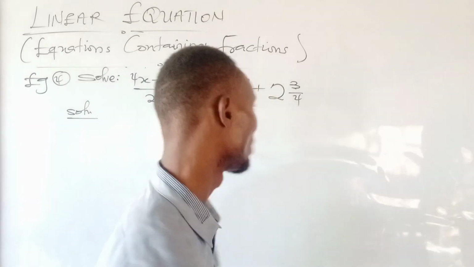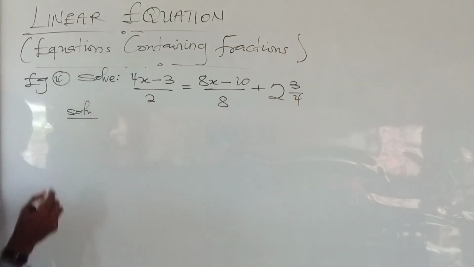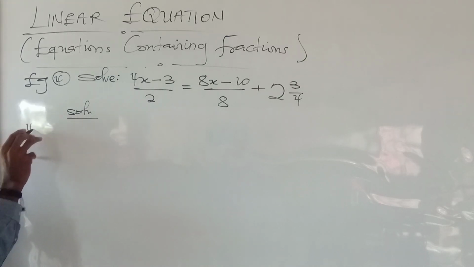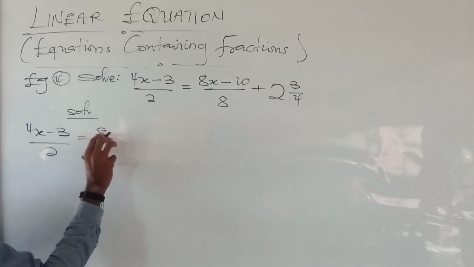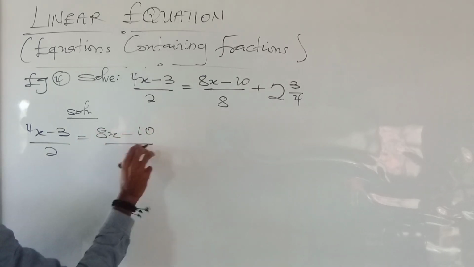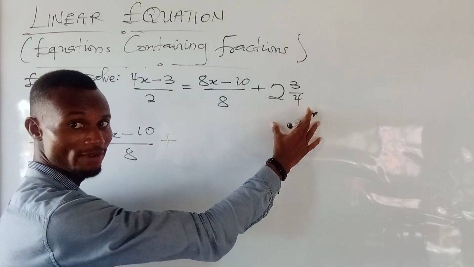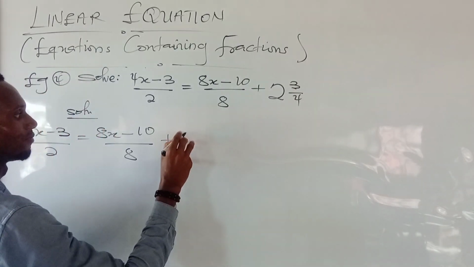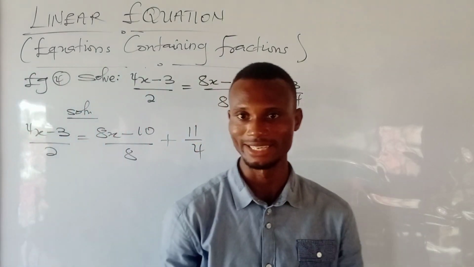Okay, so let's go ahead. I'll repeat what is there, then when we reach it, I'll change it to the improper fraction. So I have 4s minus 3 all over 2 equals 8s minus 10 all over 8 plus, then I'll change this one to improper fraction as I've explained. So it's going to be 11 over 4. I hope the understanding is clear enough.